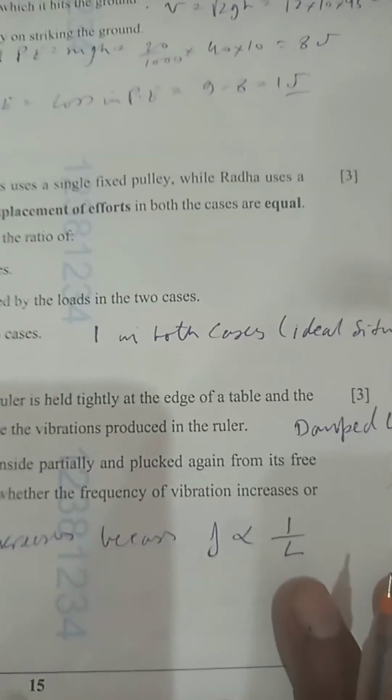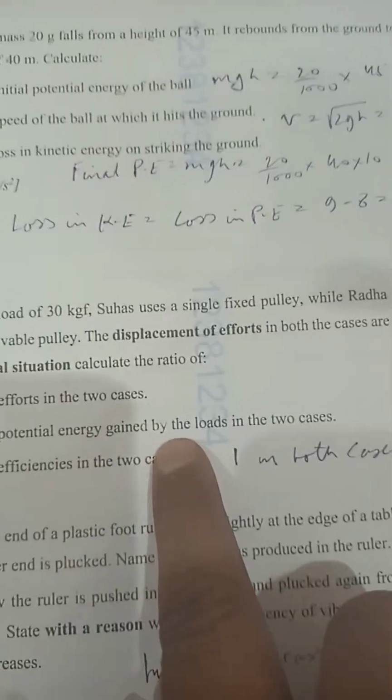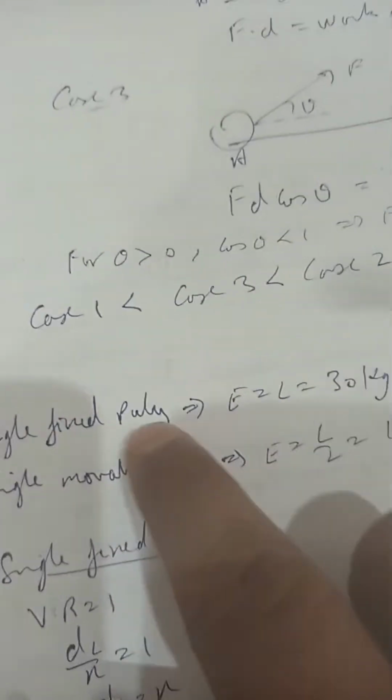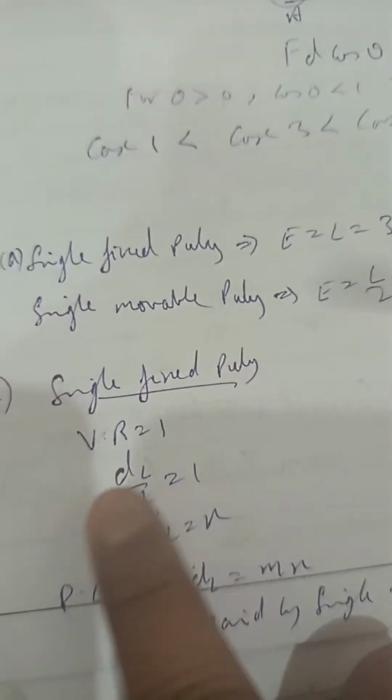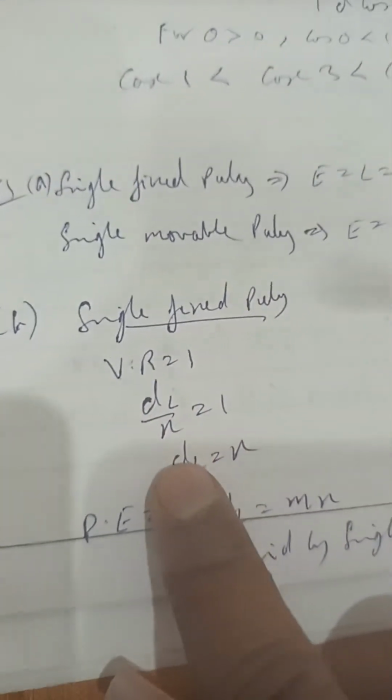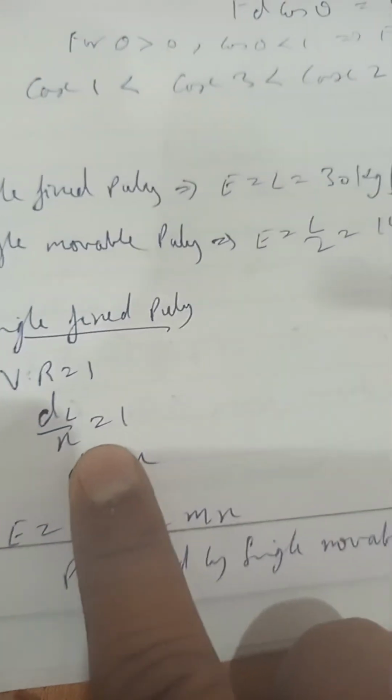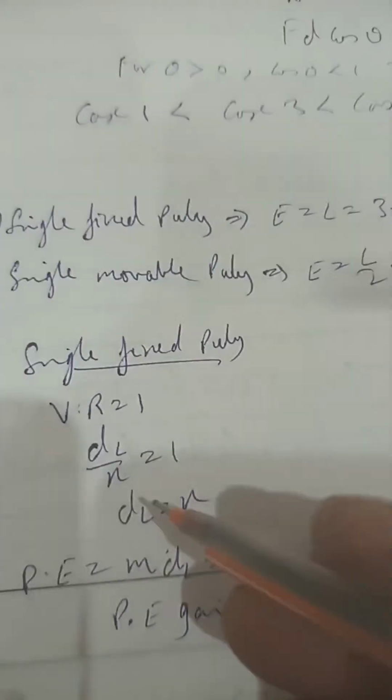Now the potential energy gained by the loads in the two cases. Okay, so velocity ratio in case of single fixed pulley will be 1, and in case of single movable pulley, velocity ratio is 2. So displacement of load upon x. Let the displacement of effort be x. Displacement of effort will remain same in both the cases.